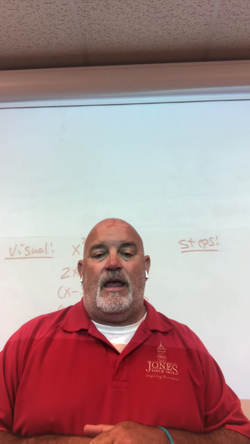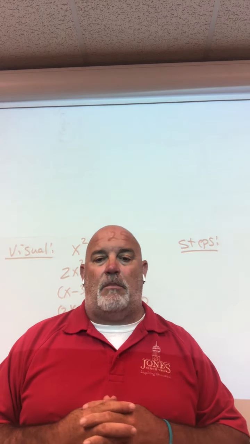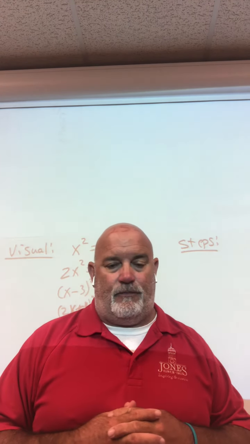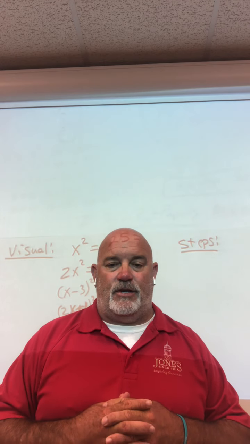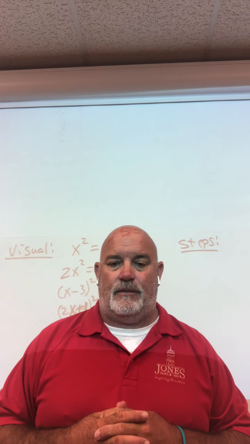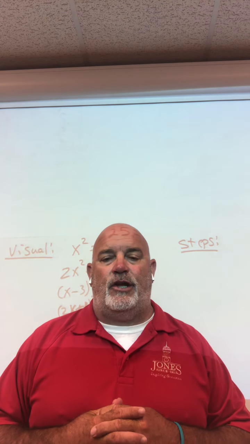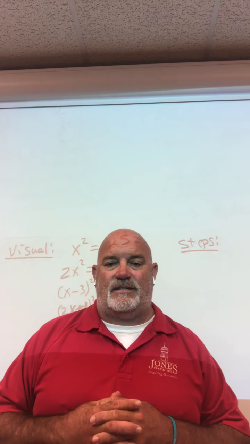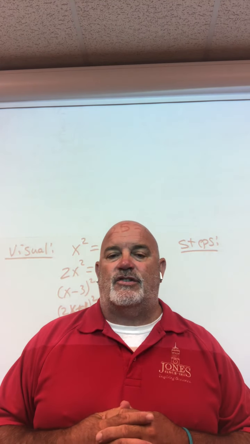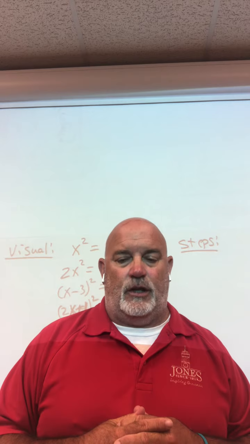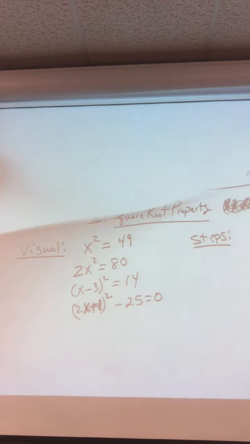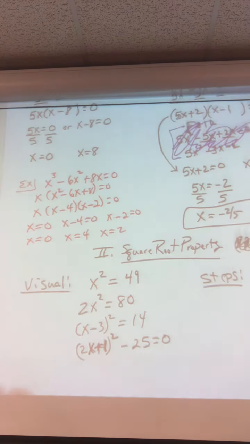Step 1, isolate the squared term on one side and the constant on the other. Step 2, take the square root of each side and introduce the plus-minus symbol. Then step 3, solve for the two solutions. Now, I'm going to completely explain those steps as we go through the problems.